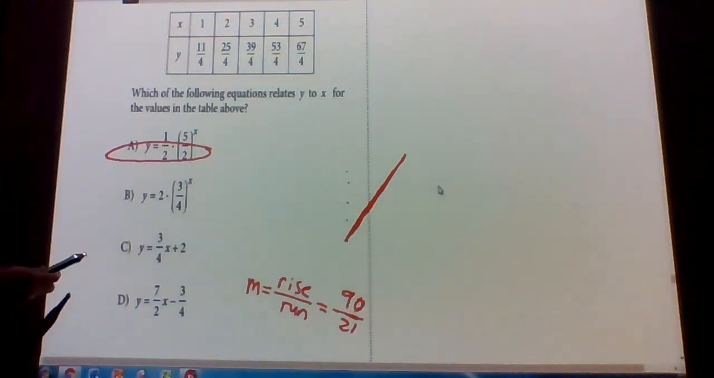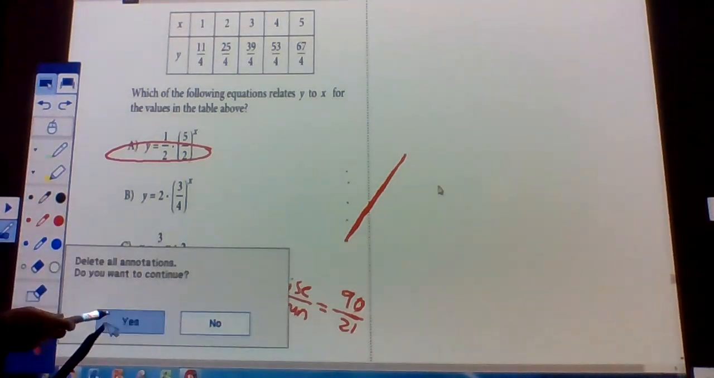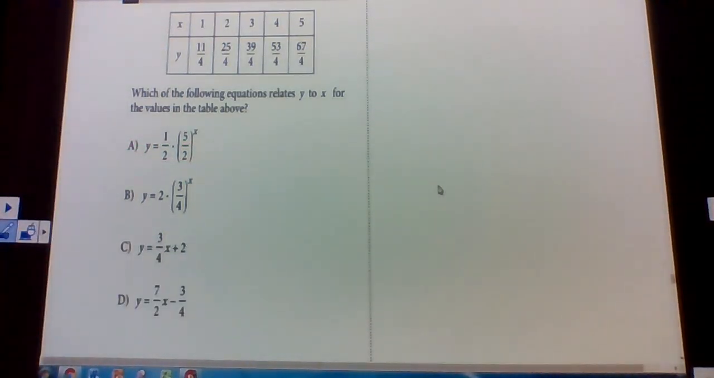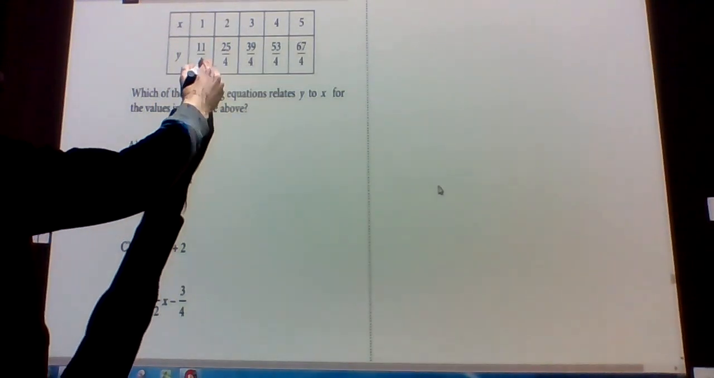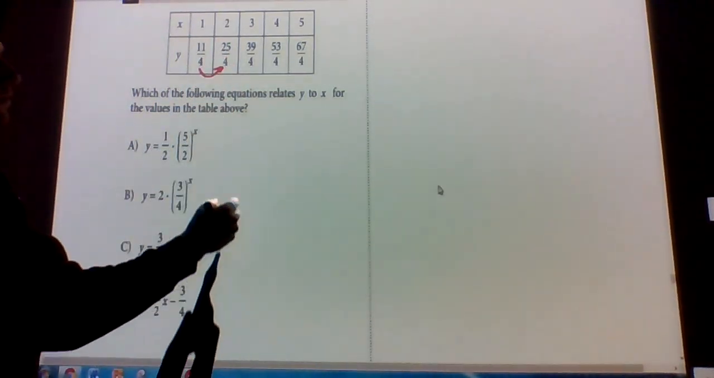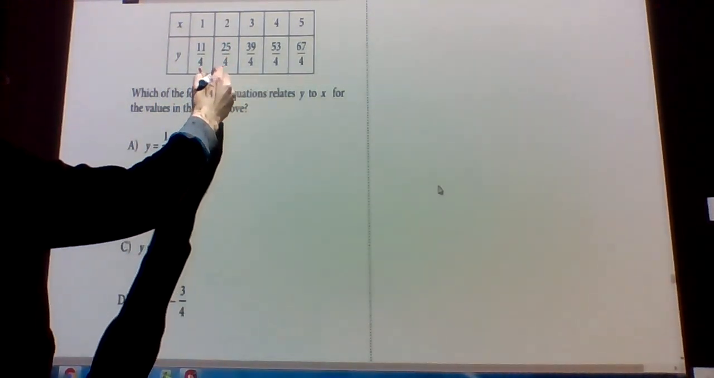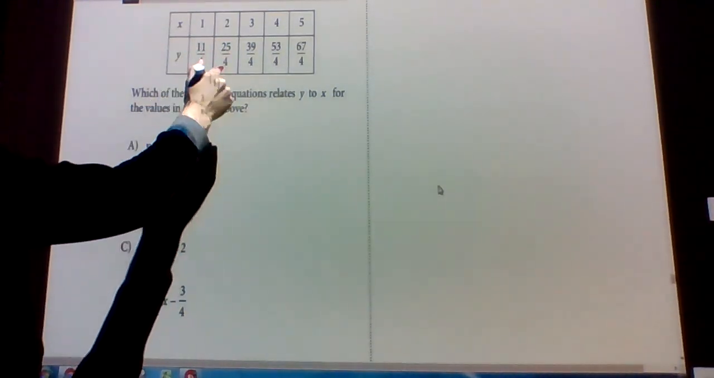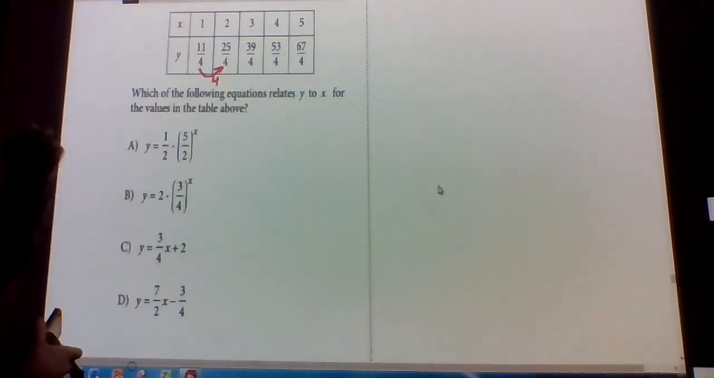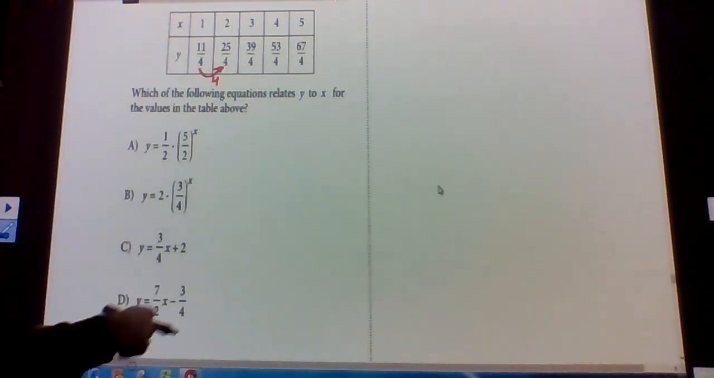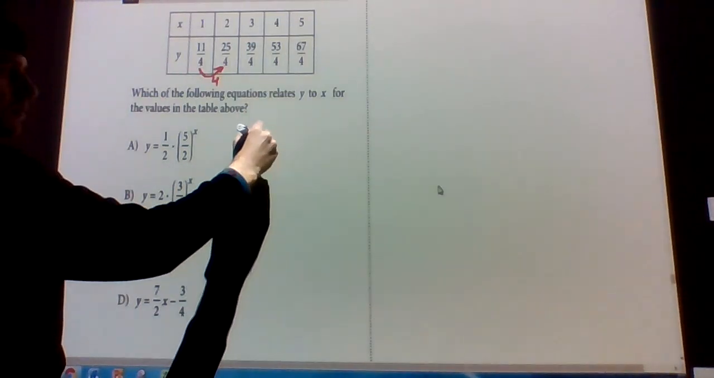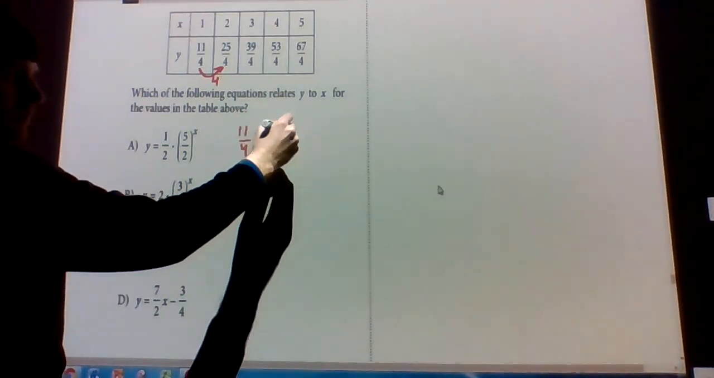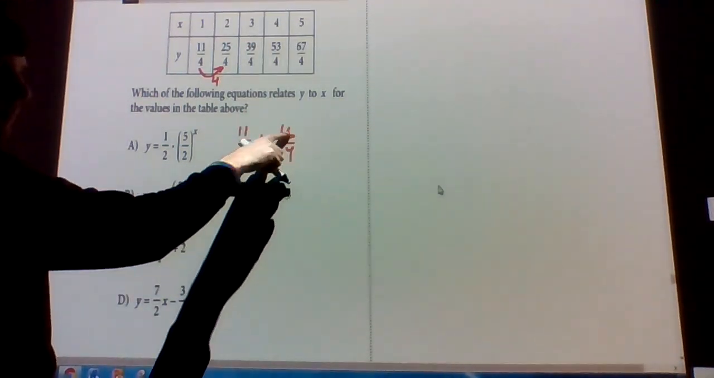Okay, which of the following equations relates y to x in the table above? Okay, well, so we're going from up 16 over 4, so we're basically going up 4 each time, right? 16 over 4, so we're really going up 4 each time. Right, 11 over 4 plus 4 is the same as 11 plus 16 over 4. 16 divided by 4 is 4.